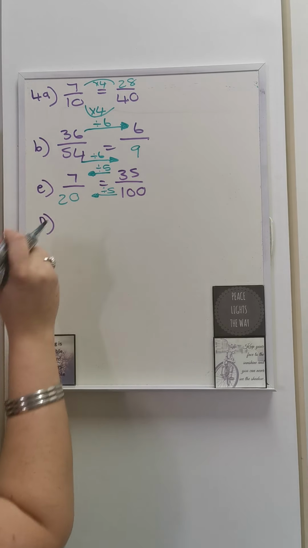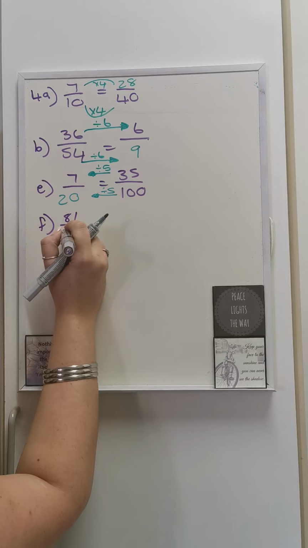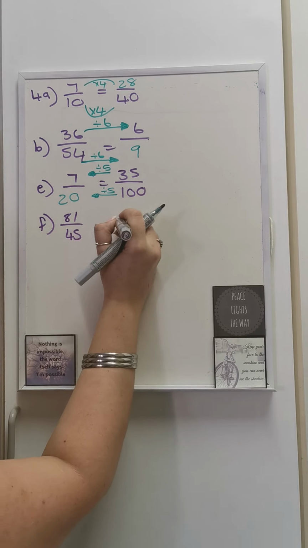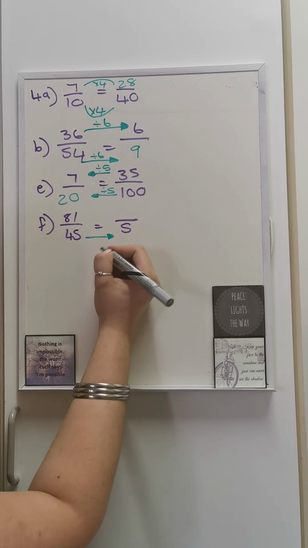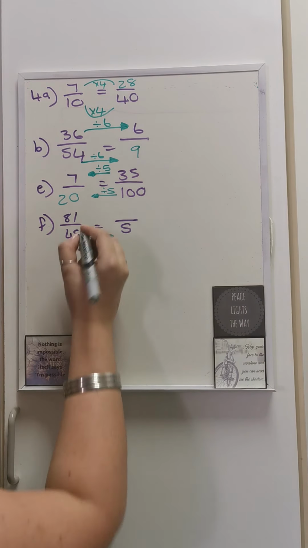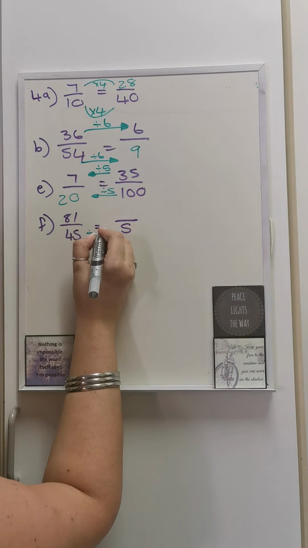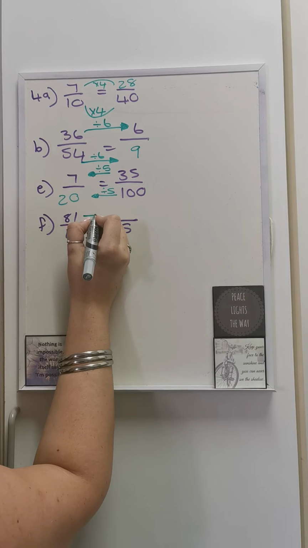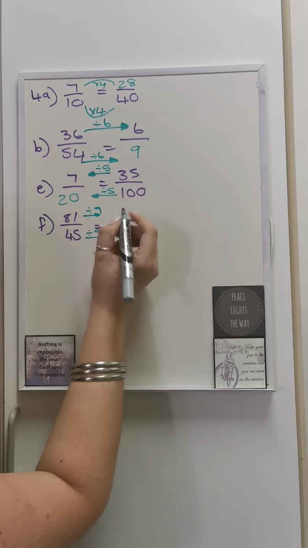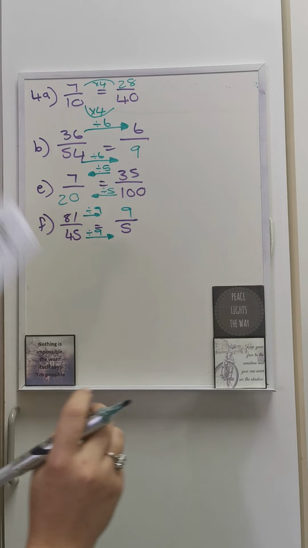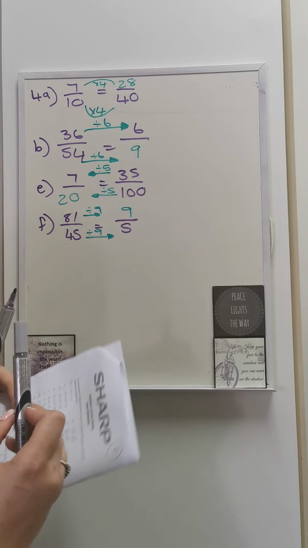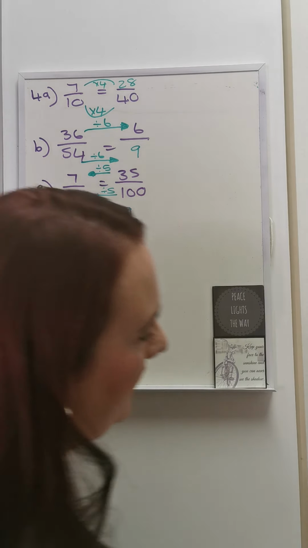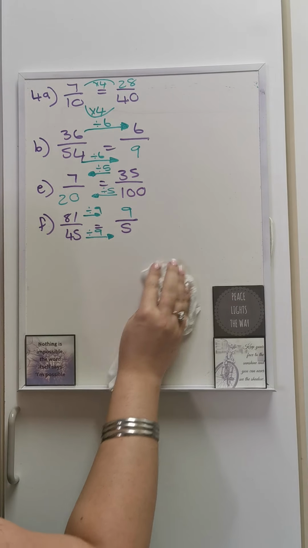And then the last one there, number F, 81 over 45 equals what over 5? What happened with 45 to change into 5? I divided by 9. So here I'm also going to have to divide by 9. So it gives me 9 over 5. Okay, so there's number 2, 3, and 4. Now that we have done that, I think number 1 will go a little bit smoother.